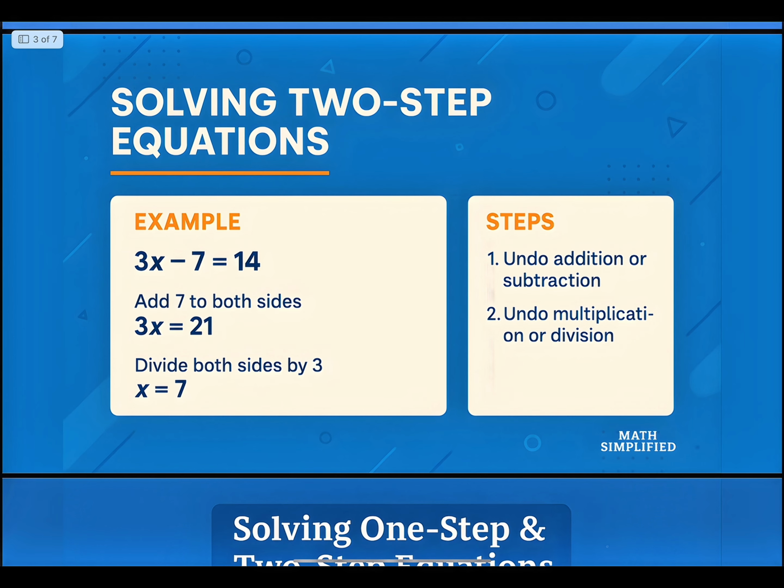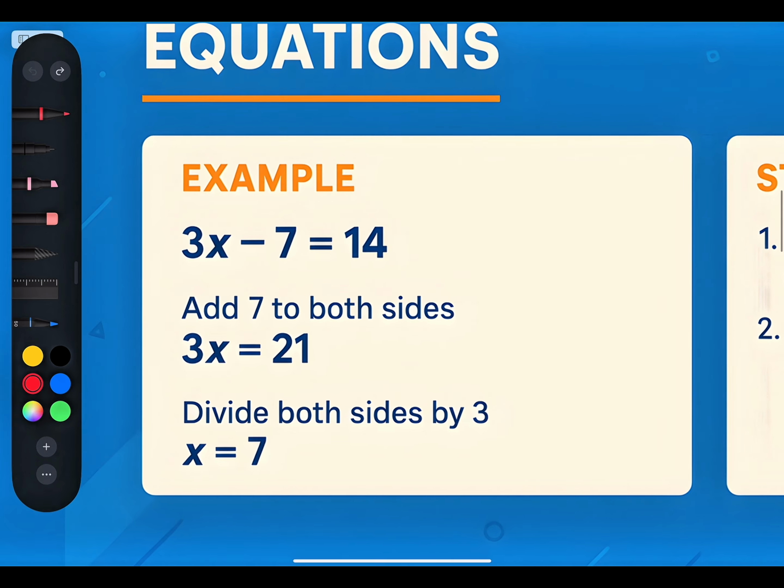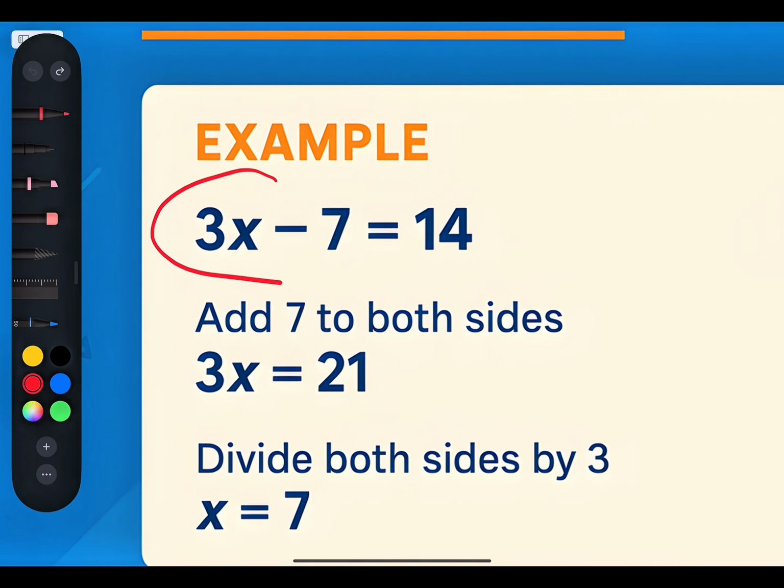All right, now we have solving two-step equations. The first step is to undo addition or subtraction, and the second step is to undo multiplication or division. Here in this case, we have an example, which is 3x minus 7 equals 14. Since we have a negative sign, what we'll do is the opposite, which is positive 7, and then whatever we do to the left side, we also have to do to the right side, okay? So we would add here.